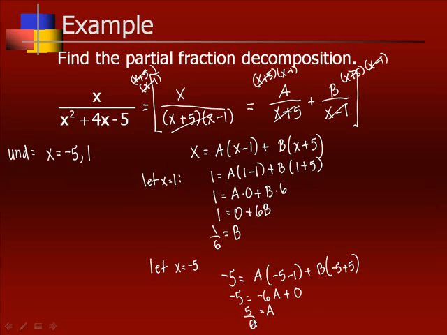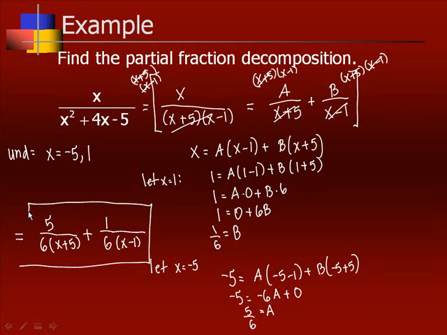So when we go back and plug it into our rational expression, A would be 5/6, so that's 5 over 6 times x plus 5, rather than 5/6 over that, plus B is 1/6, and we'll call that 1 over 6 times x minus 1.